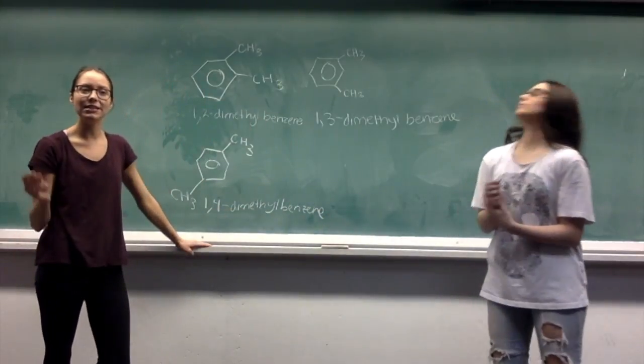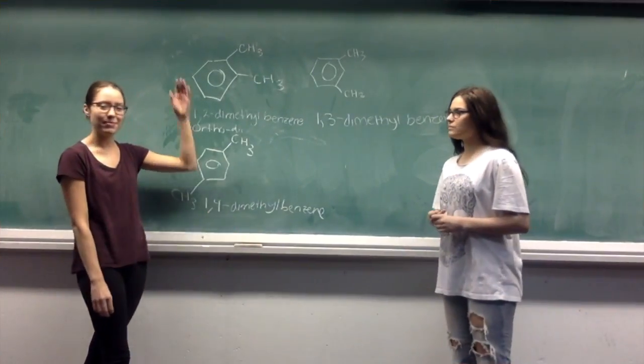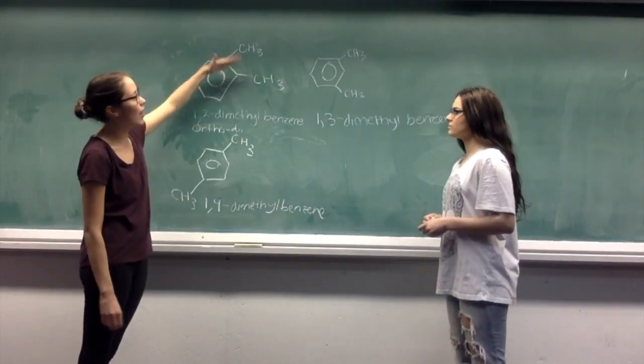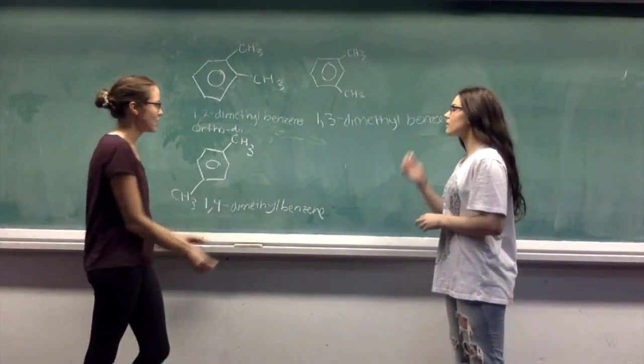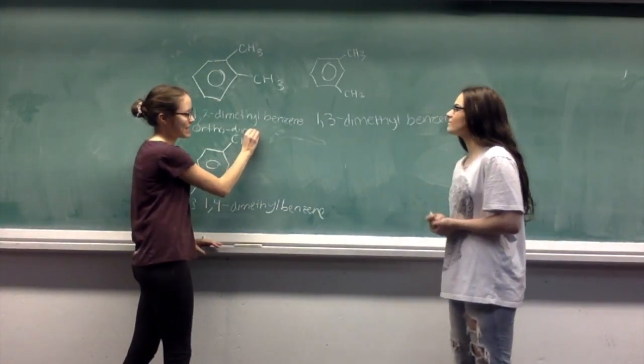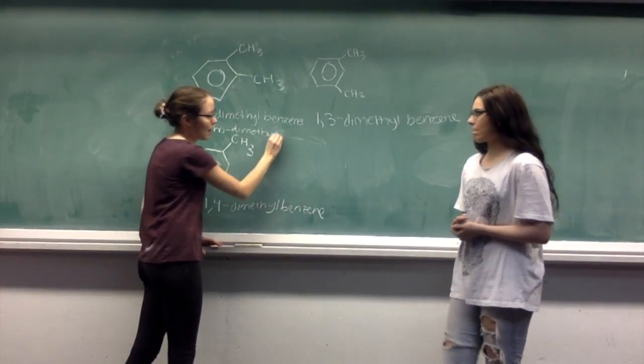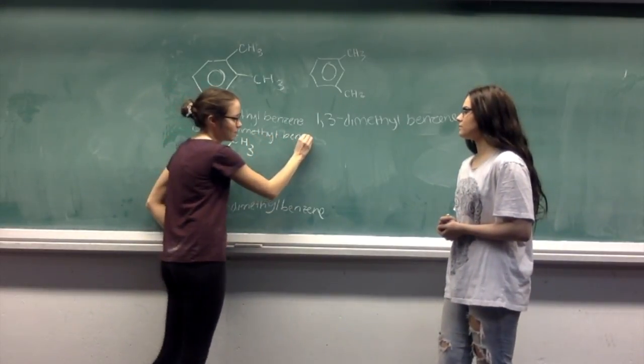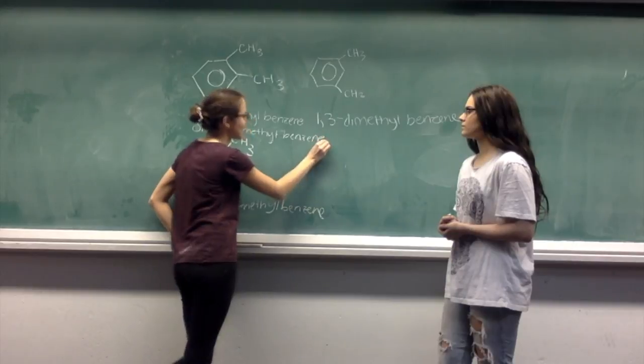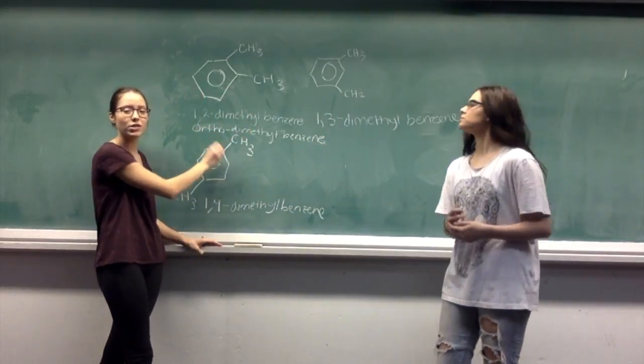Now, another way to name this structure, as there's no carbons in between the two substituents, is ortho-dimethylbenzene. And the shorthand for this, instead of writing out ortho, you can just write O.